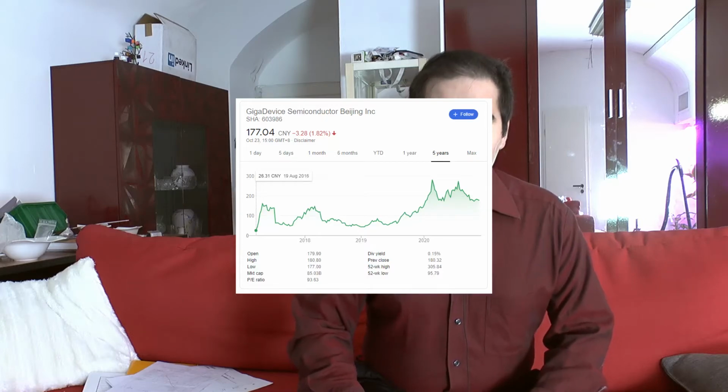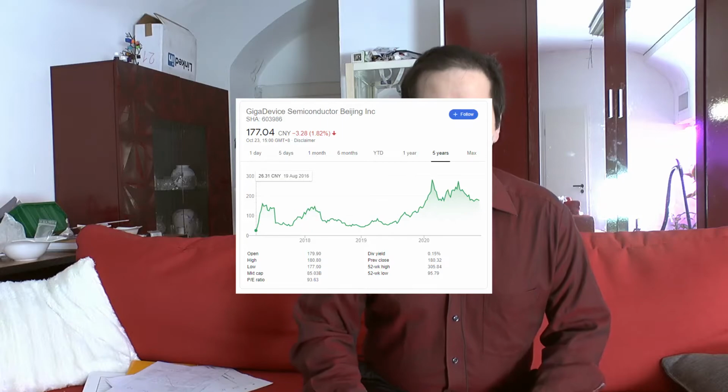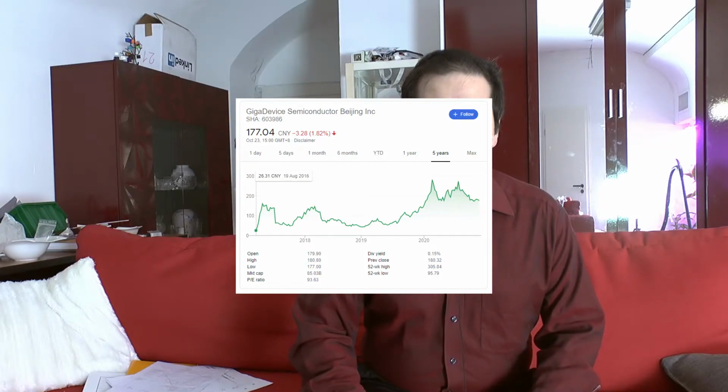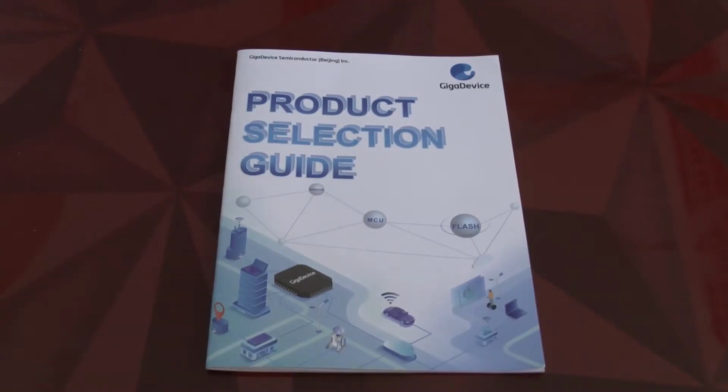Well, another question. What is GigaDevice? Simple question, short answer. GigaDevice is the stock we all should have bought a few months or years ago. It would have made us really, really rich, as you can see in the diagram here. This, however, is only part of the story.